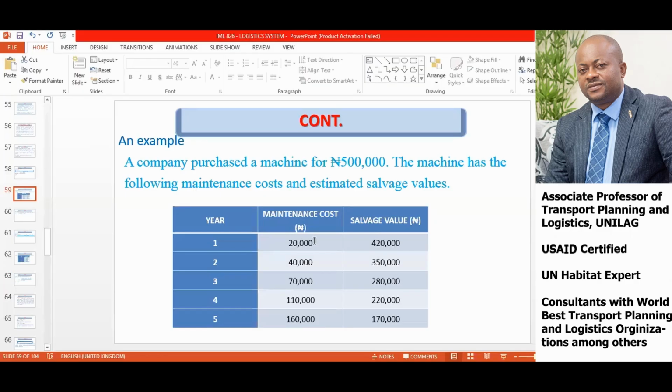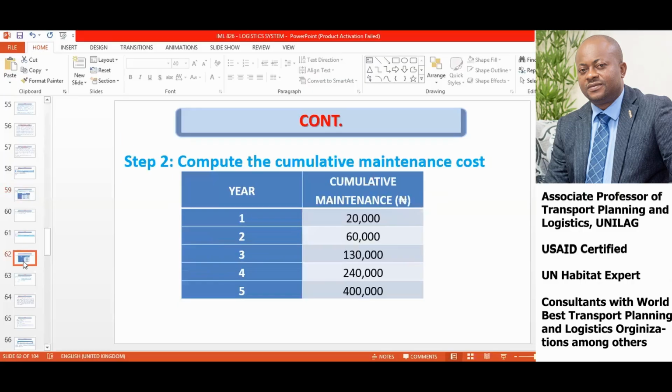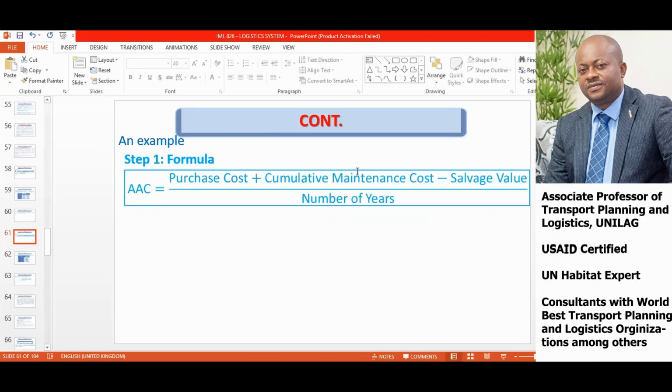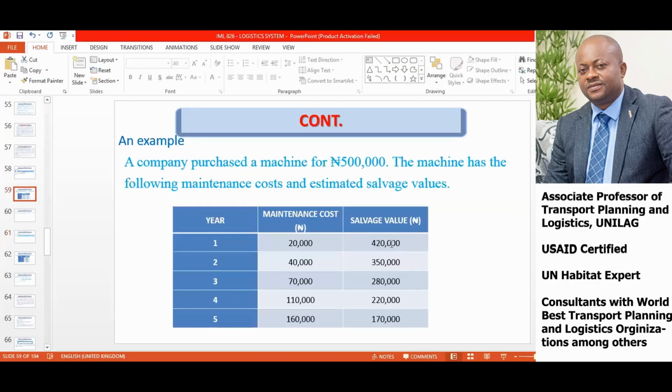So this plus 0 is 20,000. 20,000 plus 40,000 will give us 60,000 here. 60 plus 70 will give us 130 here. 130 plus 110 will give us 240 here. 240 plus 160 will give us 400, right? Yes, sir. That's how we got the maintenance costs. You do your calculation for each of the years. Then for salvage value, you pick them for each year. The first one you pick is 420.